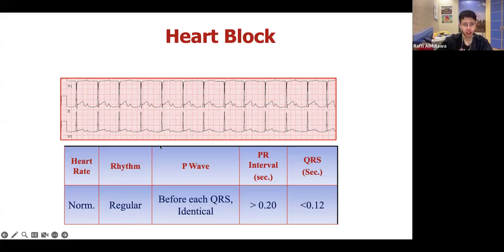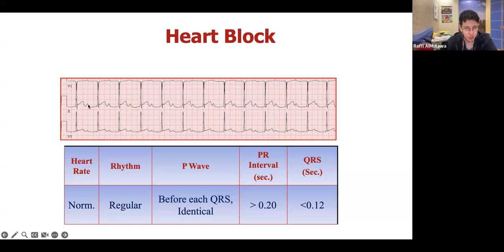Okay. So over here, what's abnormal? What do you guys think is abnormal? Okay, you guys are saying, yeah, first degree AV block, PR interval looking weird. Yeah, so this is a first degree AV block, but how did we come to this conclusion?